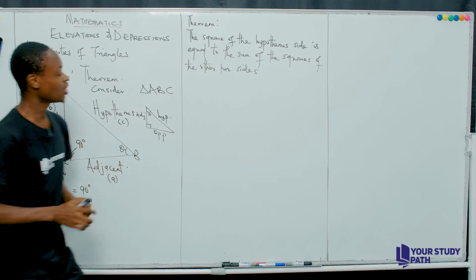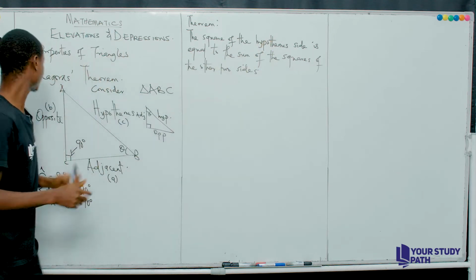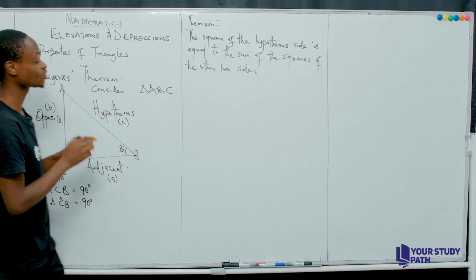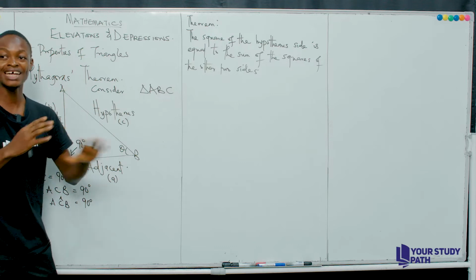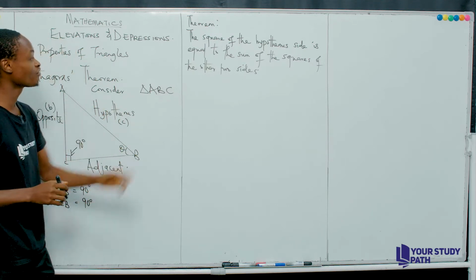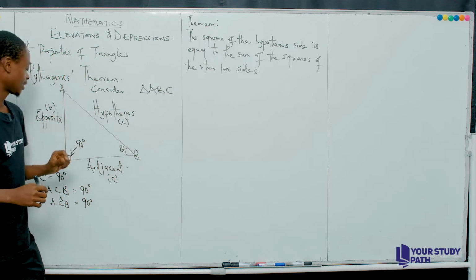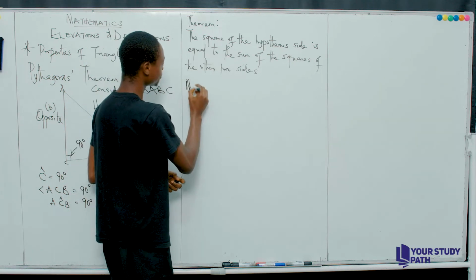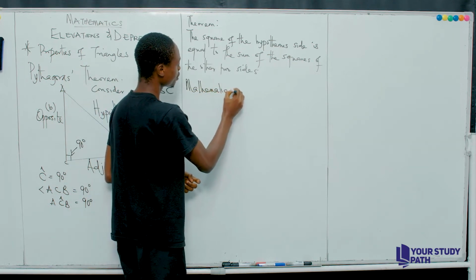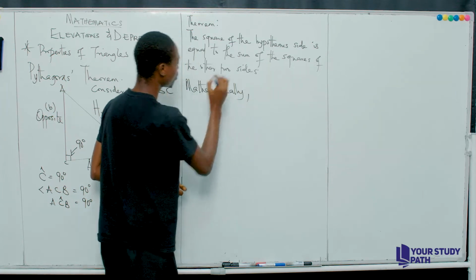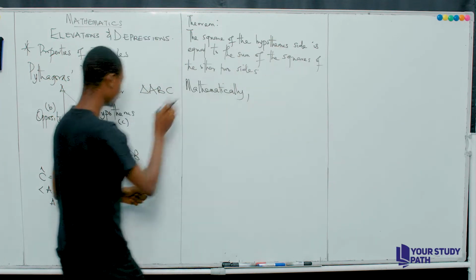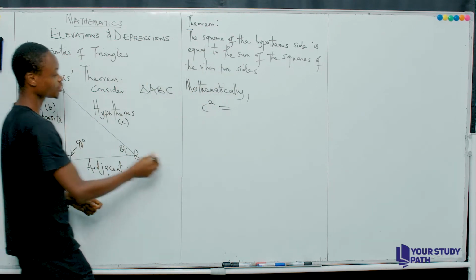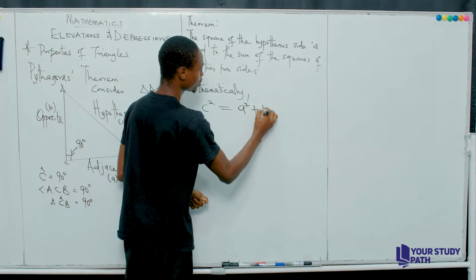Now, let us try to write this in mathematics. So, we have said that the square of the hypotenuse side is equal to the sum of the squares of the other two sides. That is the Pythagoras theorem in detail. Now, if we name the hypotenuse side as C and the other two sides as A and B respectively, then mathematically, what we are saying here is that the square of the hypotenuse side, that means C squared, will be equal to the sum of the squares of the other two sides, A squared plus B squared.